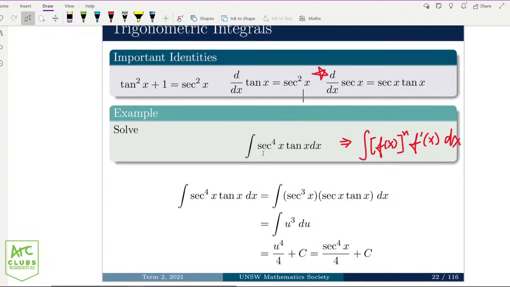So we've taken out 1 power of sec x and multiplied it by tan x, so that gives us what we want on the right hand side. And taking the substitution u is equal to sec x, we end up with this particular integral over here, which, as you can see, is quite easy to deal with.